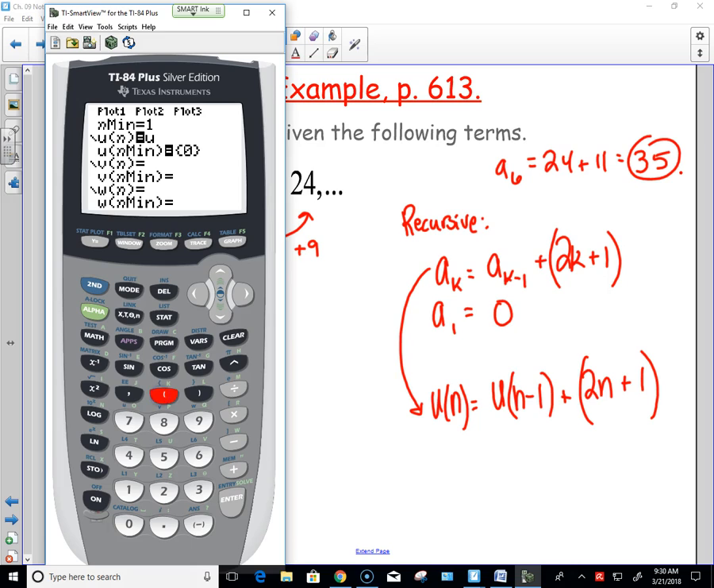I'm going to put a parenthesis and do n minus 1 to denote the sub k minus 1. And then I'm going to put in my pattern that you guys saw of adding the odds, which is going to be 2n plus 1. And then I want you guys to go check out the table and see if we have our sequence.